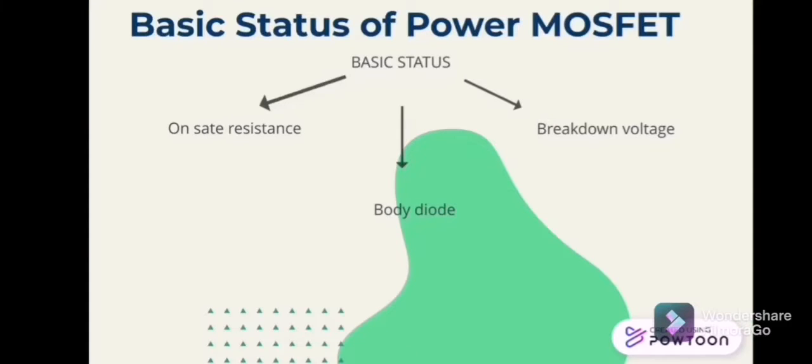Basic status of power MOSFET. The basic status of power MOSFET is divided into three: on-state resistance, body diode, and breakdown voltage.